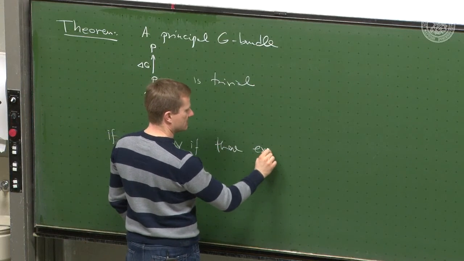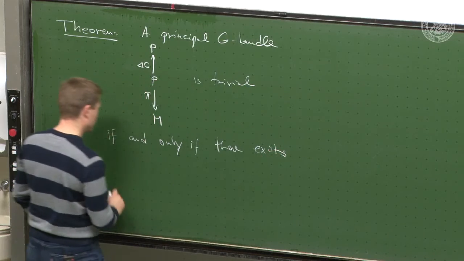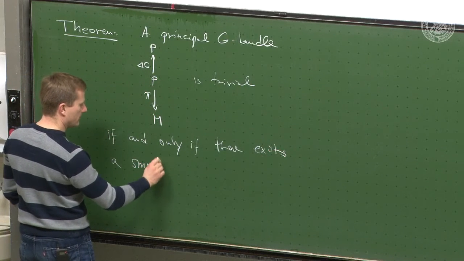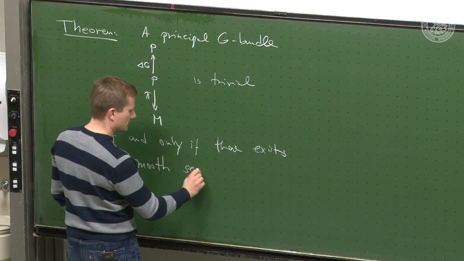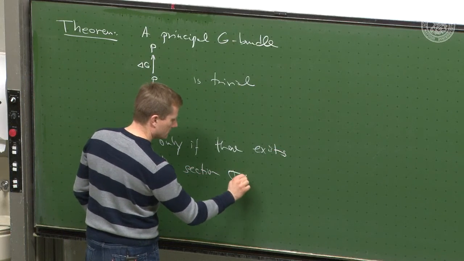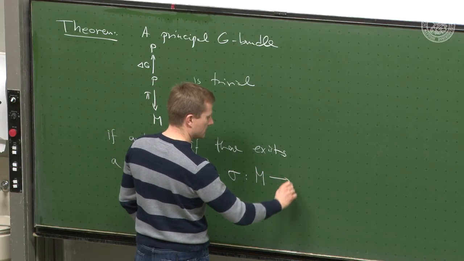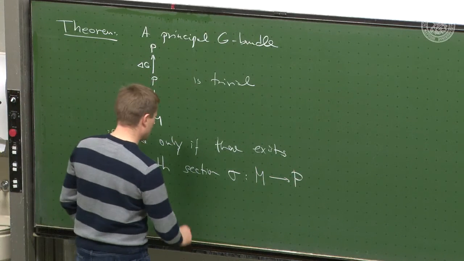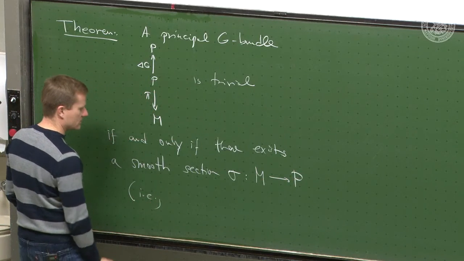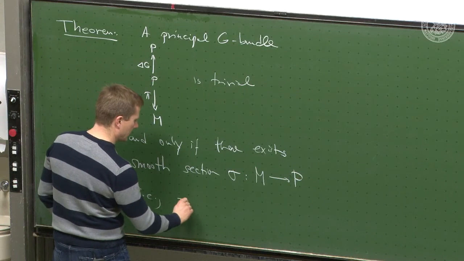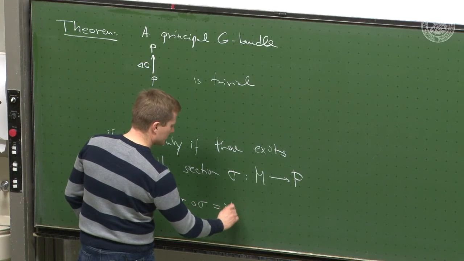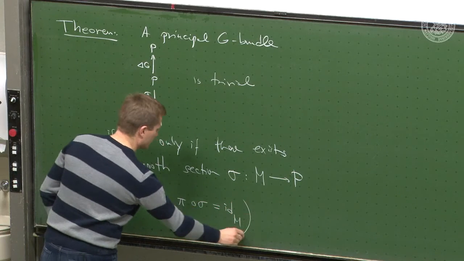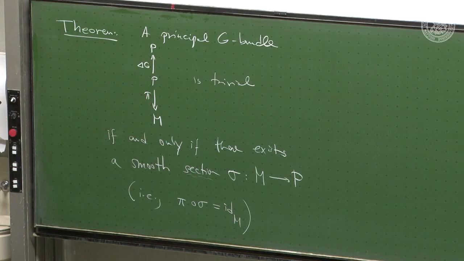there exists a smooth section sigma of the bundle. You recall that a smooth section is a map from the base space back into the total space, for which we have that pi after sigma reproduces the identity on M. That was just what section meant. And the principal G bundle is trivial if and only if there exists a smooth section.